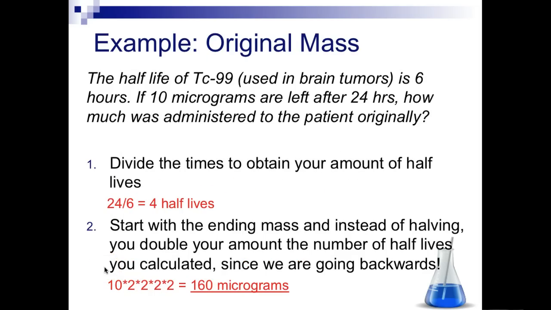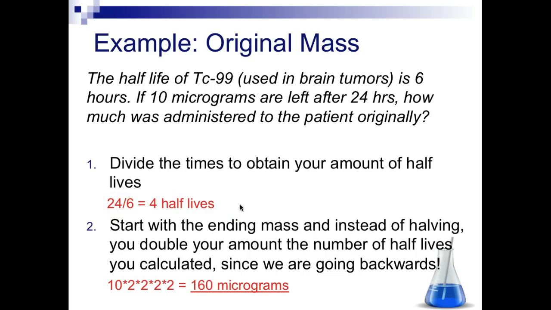What if you were asked to calculate the original mass? So this means you're working backwards. So now we want to figure out how much you started off with of this radioactive isotope before it started to decay. So what if the half-life of technetium-99 is 6 hours? If 10 micrograms are left after 24 hours, how much was administered to the patient originally? So we need to figure out how many half-lives went by in 24 hours. That's the first thing we need to do. So we take 24 divided by 6, and we see that there are 4 half-lives.